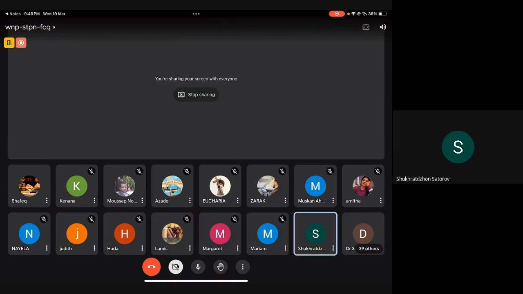Production of abnormal proteins. Yes, that's perfect.